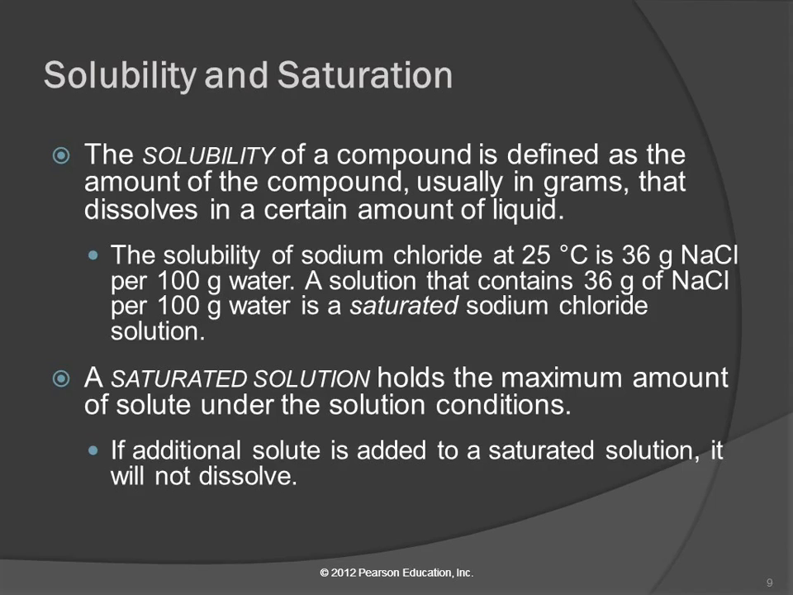We get flash flooding when the ground is saturated with water, and it rains, and the water just runs off because it doesn't have anywhere to go. It can't soak into the ground. So one way to define solubility is to give a mass of that compound that will dissolve in 100 grams of water. The solubility is somewhat dependent on temperature, so we usually specify that. For sodium chloride, 36 grams will dissolve in 100 grams of water.